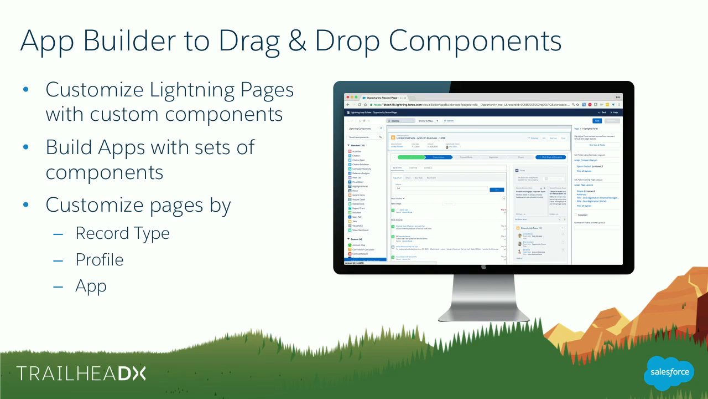So you can build home pages, you can build app pages, you can customize record pages, and of course we have different dimensions that you can do that by, whether it's record type, profile, app, etc.